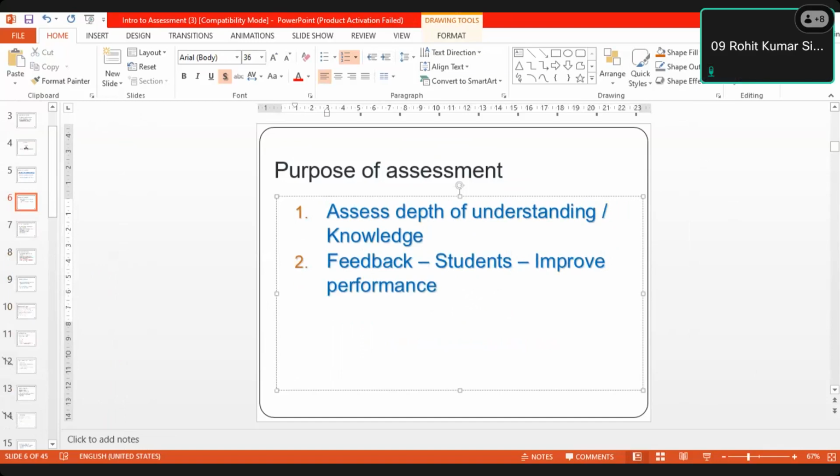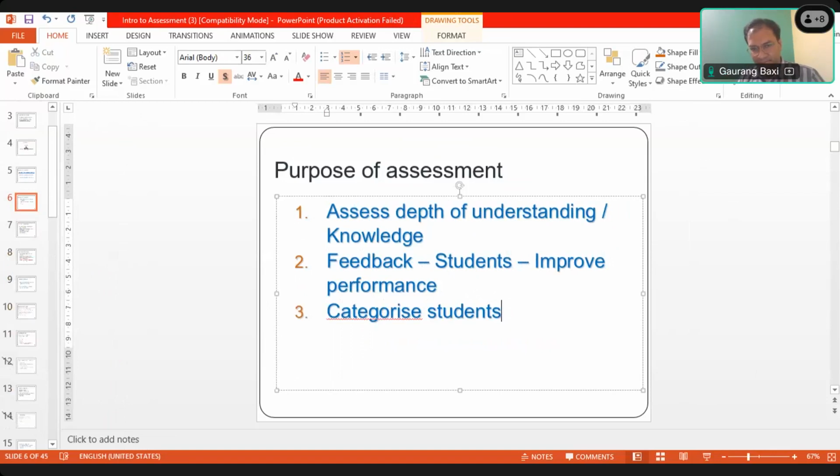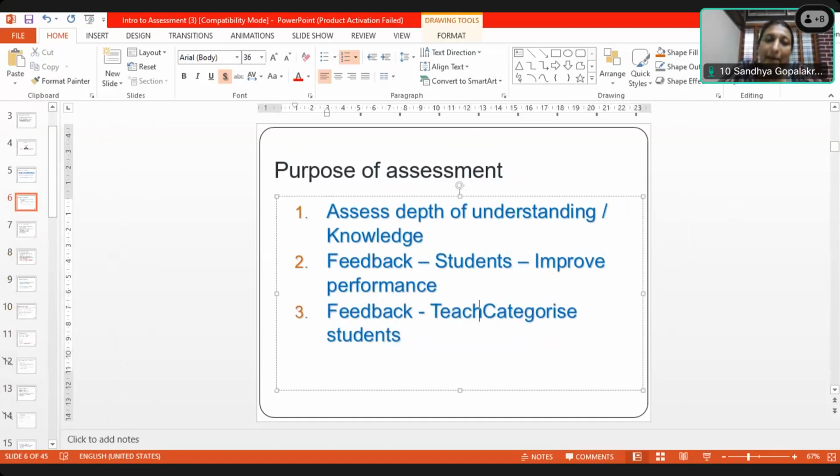So somebody mentioned it helps to provide feedback to the students, and why? The feedback will help to ultimately improve their performance. Then we can categorize the students like slow learners, medium learners. Why do we want to categorize students? You can give more classes to them, to improve their performance. Okay, so ultimately the assessment helps provide feedback to the teachers as well. I hope you can all see my screen as I'm typing. Yes. Okay, what next?